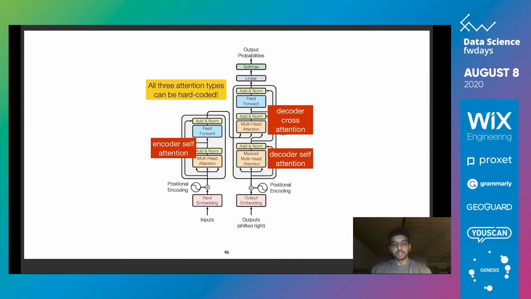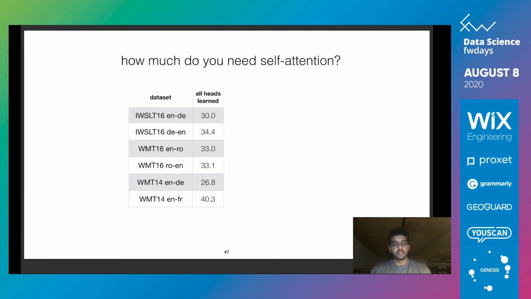But in general, self-attention is used in every single transformer-based application. So you can always think about replacing the self-attention component with this hard-coded variant, regardless of what application you're talking about. We looked at machine translation in particular, and we found that the learned self-attention is actually not incredibly necessary to get good translation quality.